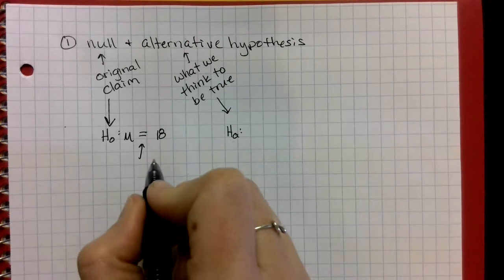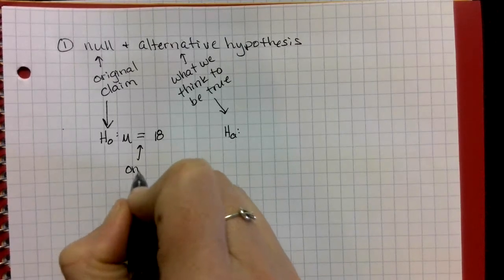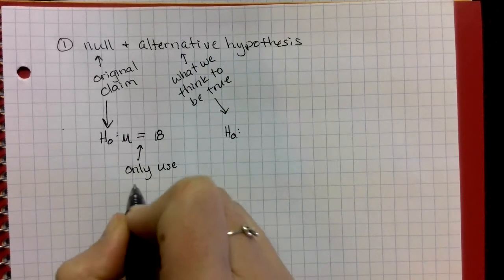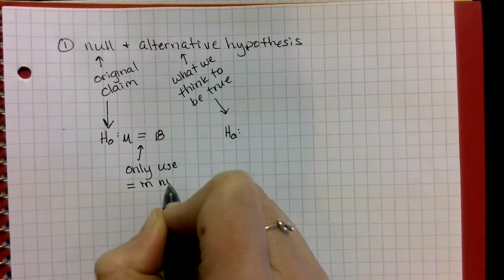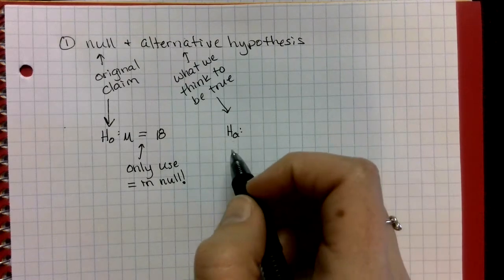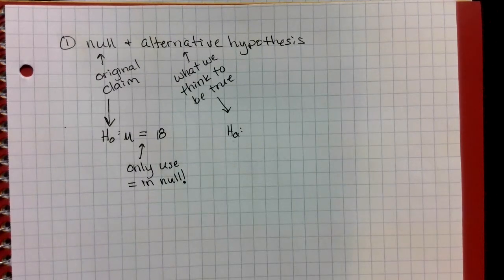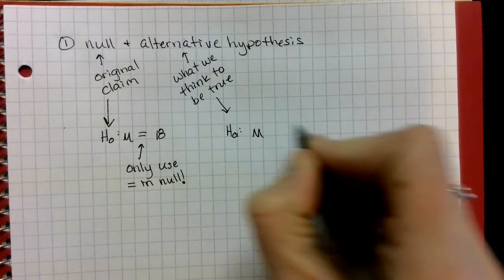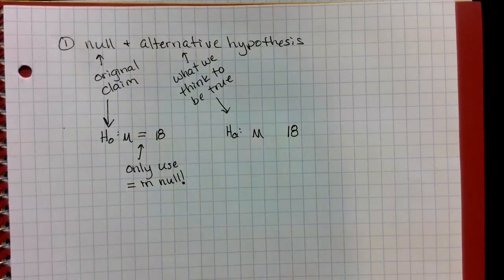Now, another thing that I want you to remember here, the only thing you will ever use in a null hypothesis is an equal sign. That's it. Only ever use an equal sign, okay? Now, what we want to do is make a claim. We want to kind of counter this claim. So let's say we don't think it's 18. So we always use the same symbol. So we have mu, and we also still keep that same number there. So we have mu and we have 18.